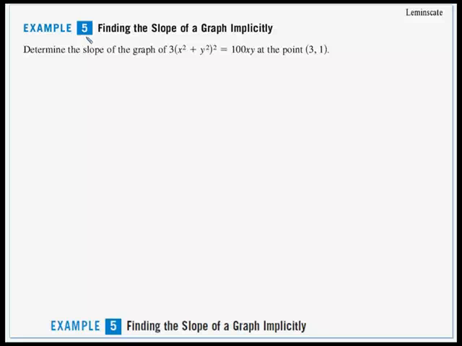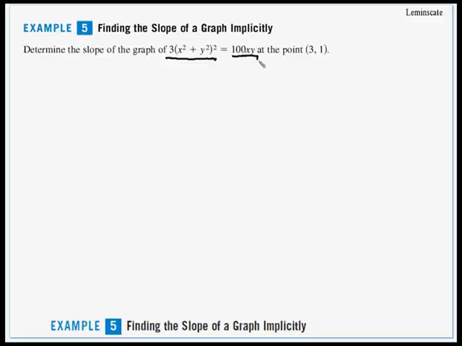Here in example 5, they're asking us to determine the slope of the graph of this at the point (3, 1). So it is very similar to example 4, but this equation is much, much harder to deal with. So let's let the fun begin and start by taking the derivative of this. If we scan across this real quick, we have a quantity to a power. This is going to be a chain rule. When we derive the inner function, there's going to be some implicit differentiation going on here because of this y.